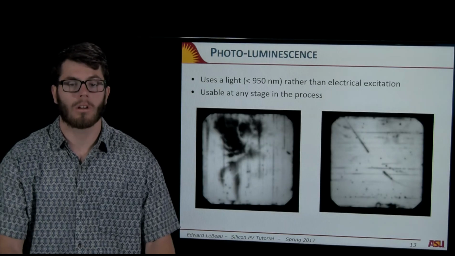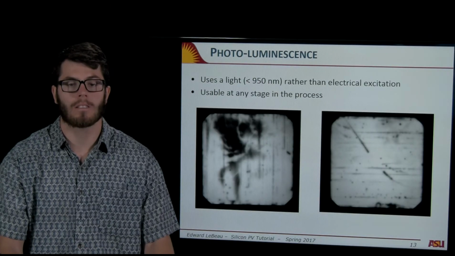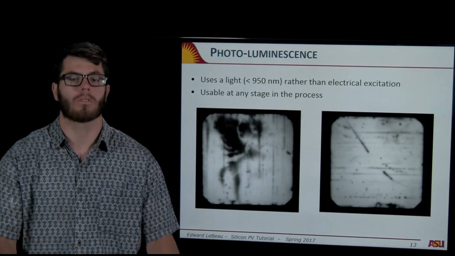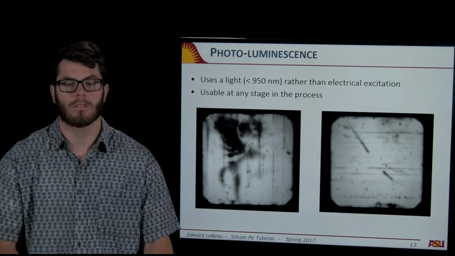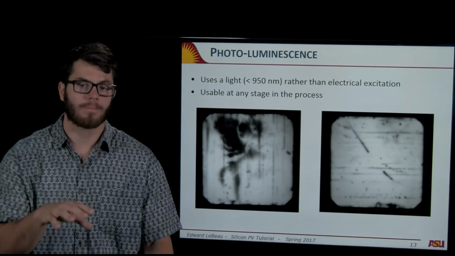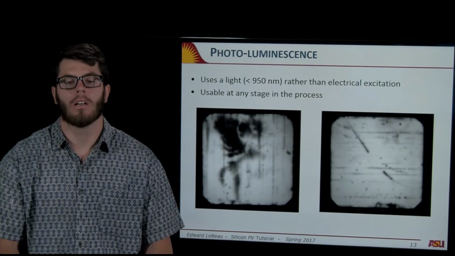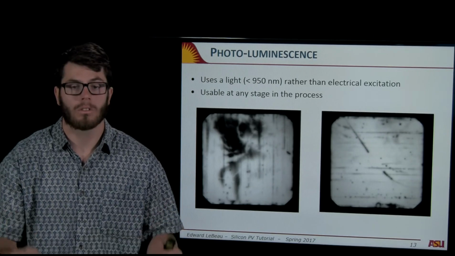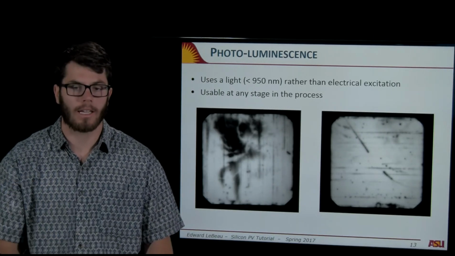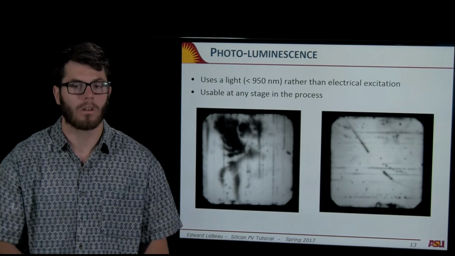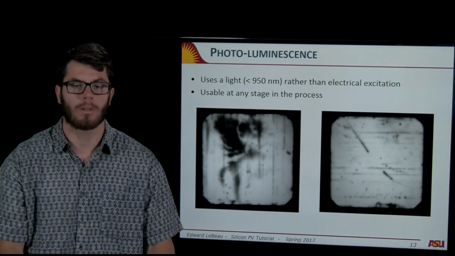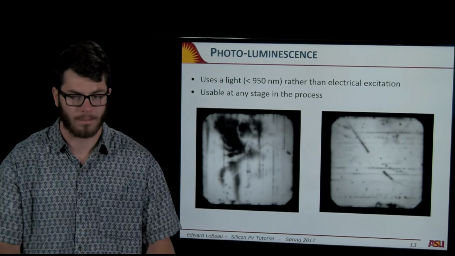And then another similar process is photoluminescence. So rather than using electrical excitation as in electroluminescence, you use photo excitation. So you shine a light on your wafer. All the electrons get excited, just like when you applied a voltage. And the electrons de-excite, just like before. Light comes out.